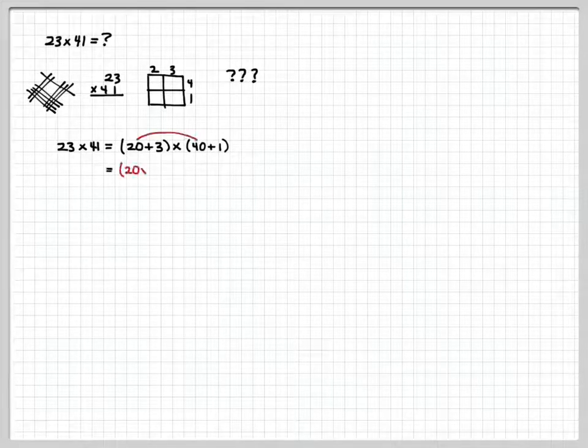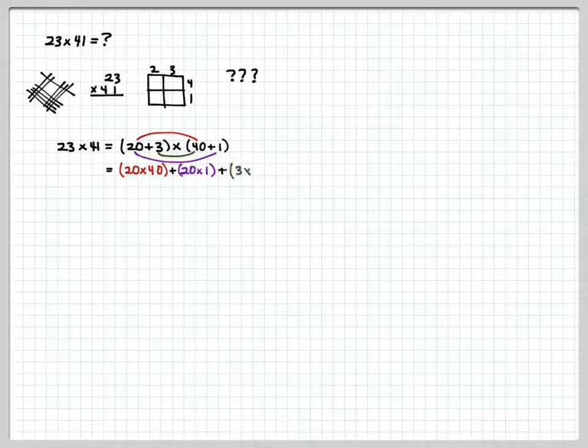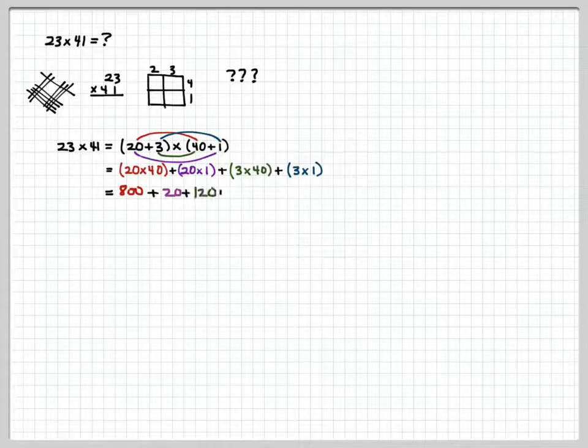So first we multiply the first terms, 20 times 40. Outer terms, 20 times 1. Inner terms, 3 times 40. And finally the last terms, 3 times 1. And I can do all of those products in my head. So 800, 20, 120, and 3. I'll group together the two middle terms.